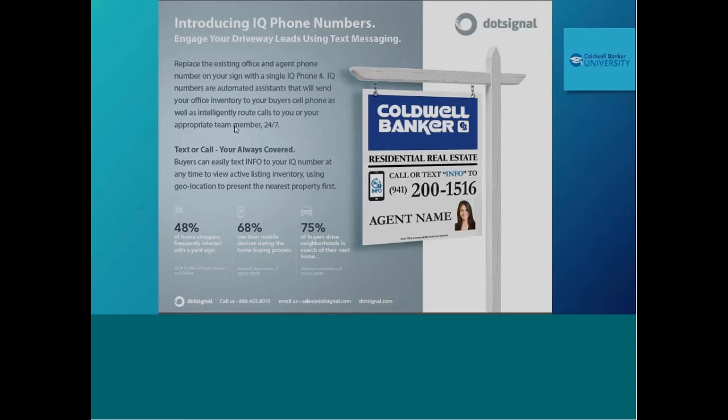If they text the word info, it will start sending them information on your listings. Something else that's interesting is that all of your listing inventory will go out to this prospect, not necessarily just the one that they are sitting in front of. Definitely a great thing for cross-marketing, especially if you are working heavily in a specific farm area, which could bring in a lot more leads for you.